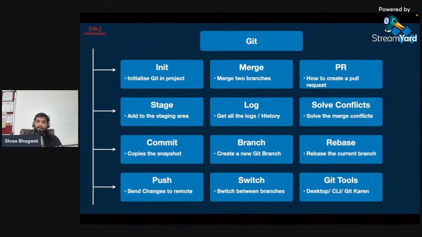First, that is Git init. It will help you to initialize the project. Git stage. Stage is a staging area where we add the files that we are going to send to our remote place where our code will be.